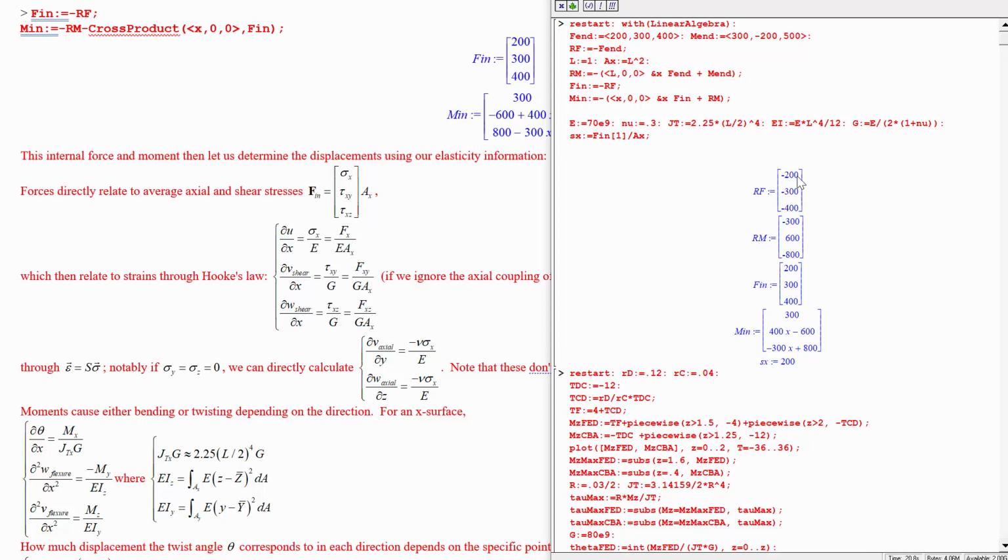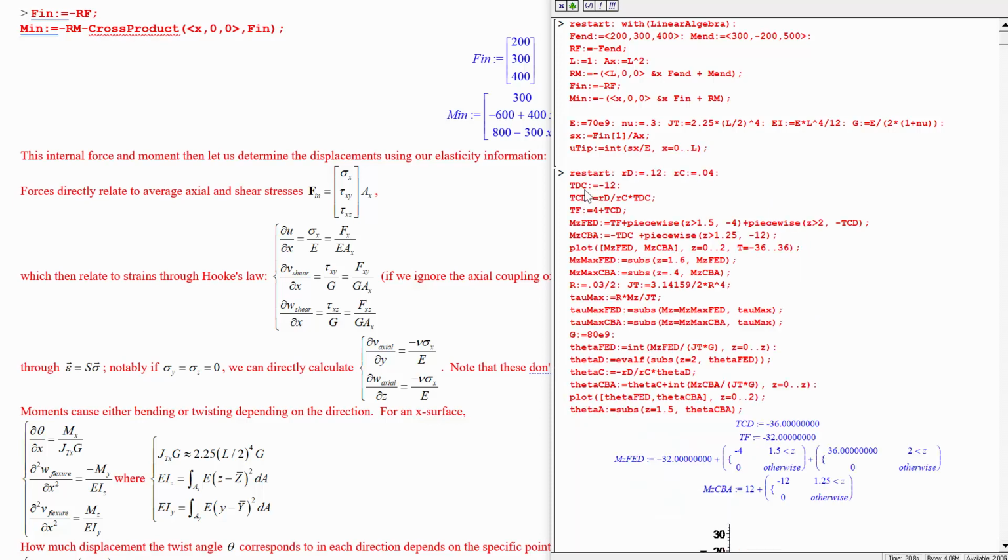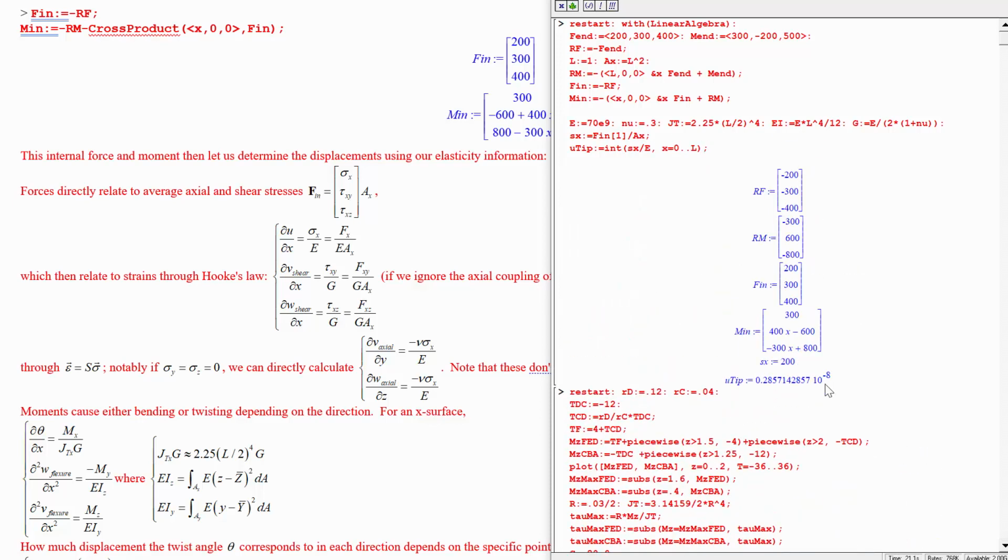Next, so that's the stress. And now we can say that we're going to have del U by del X, which is sigma over E. So that means that U at the end is equal to just the integral of Sx over E from x is 0 to L. So this should be the displacement of the tip in the x direction. Great. The other ones are a fair bit more complicated.